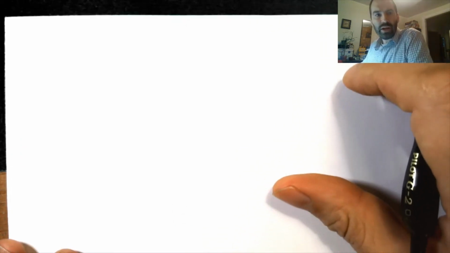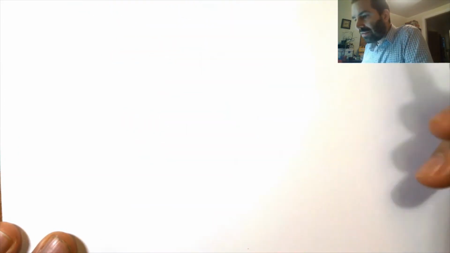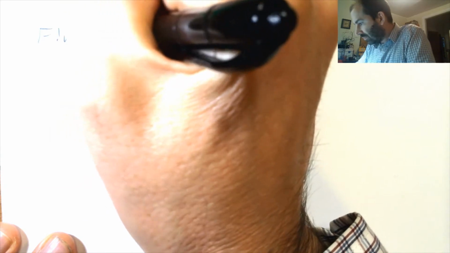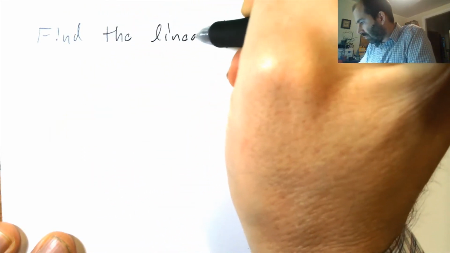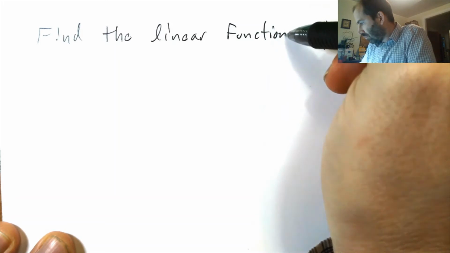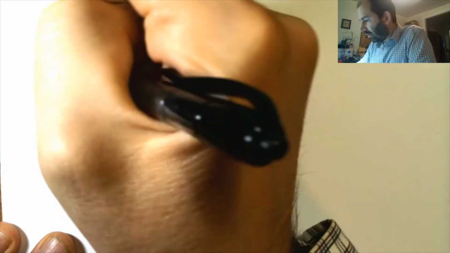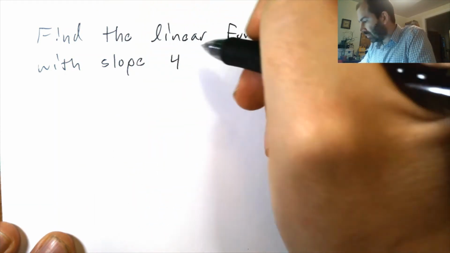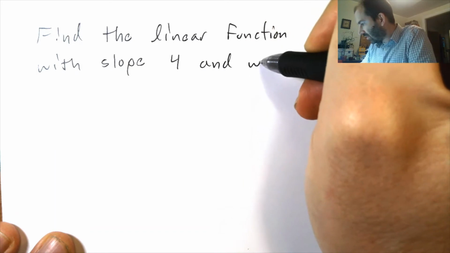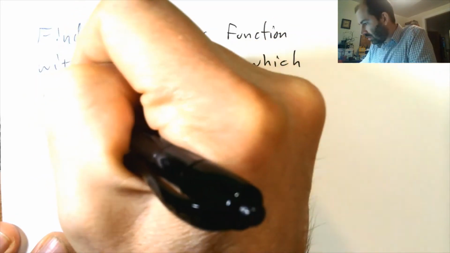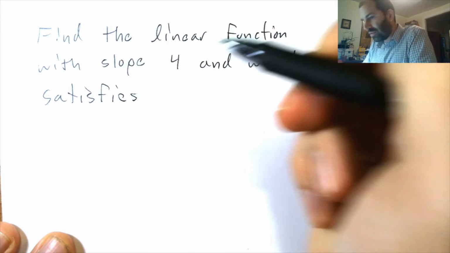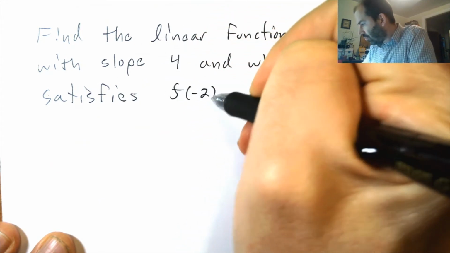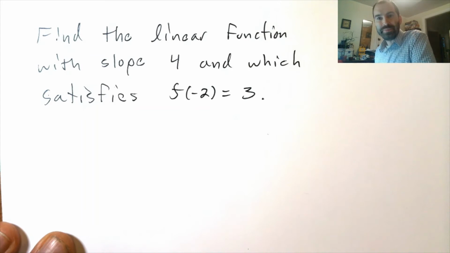Okay? So the next problem is going to be: find the linear function with slope 4 and which satisfies f of negative 2 equals 3. So we don't have a 0 this time.